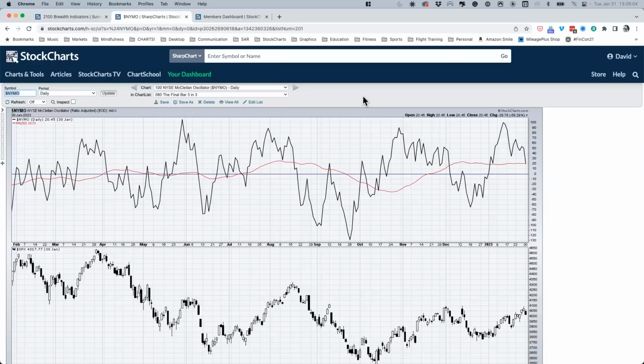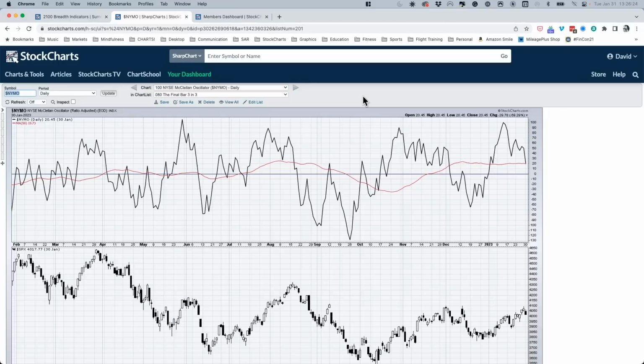In our segment, Banking on Breadth, we talked about the McClellan Oscillator. I've used it for a number of years, back to my early introduction to technical analysis when I was at Bloomberg in New York. We feature the McClellan Oscillator on our platform there, and I'm so glad that I've been able to follow it over time. This is just one of those classic breadth indicators that I like to know where it is.